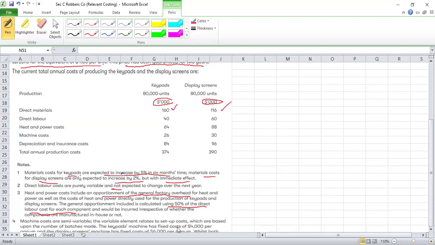So he is saying that either you manufacture or not, you have to pay this cost and would be incurred irrespective of whether the components are manufactured in-house or not. It is called a period cost. Period cost means fixed cost. That's why I told you that apportioned cost is irrelevant for decision making purposes.